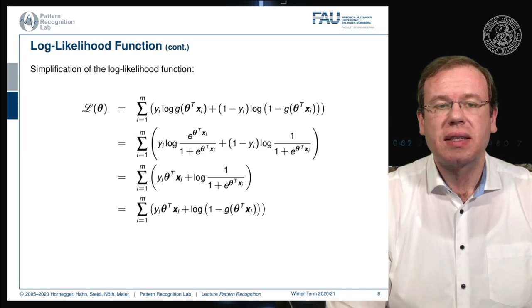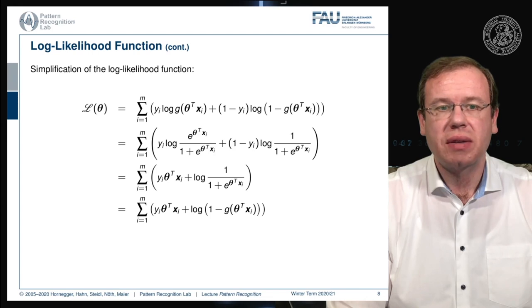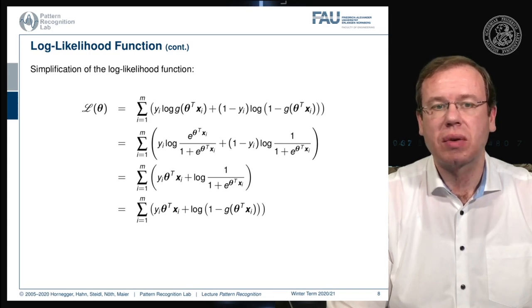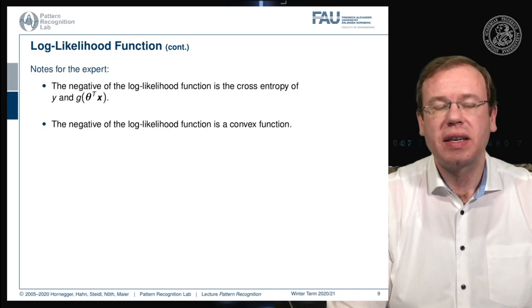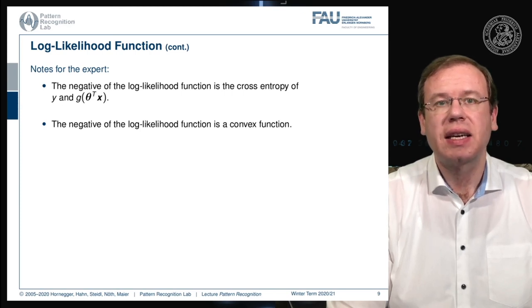So this is already a simplification, and now you can see with this particular log likelihood function, I have two further observations that I want to actually hint you at. What you can see here is essentially that the negative of the log likelihood function will return the cross entropy of y and the logistic function of theta transpose x. And also note that the negative of the log likelihood function here is a convex function. So this is a very nice property, and we will use that in the following.